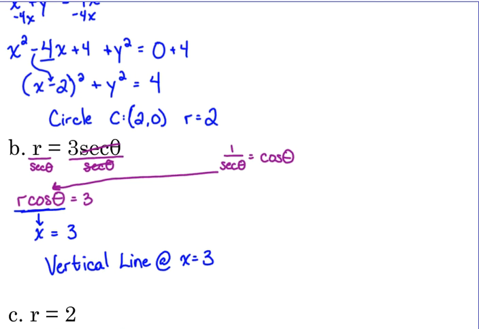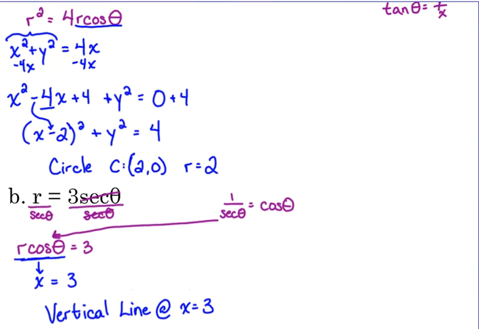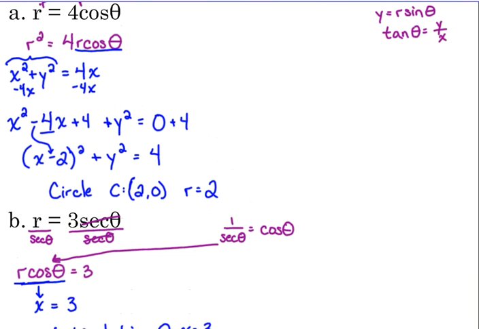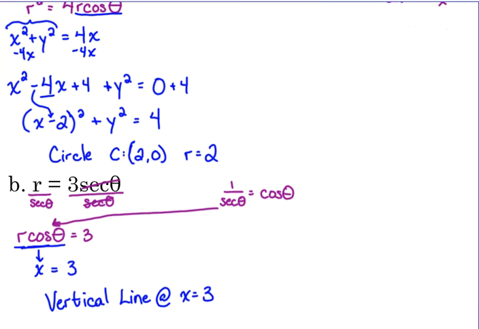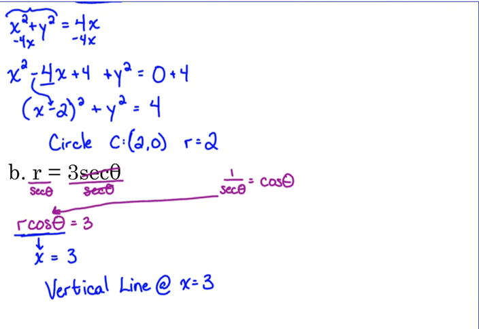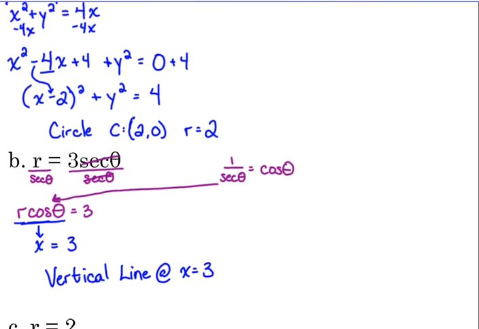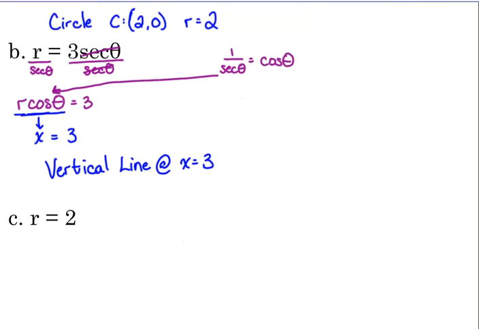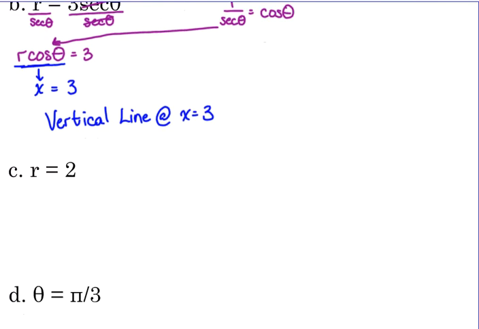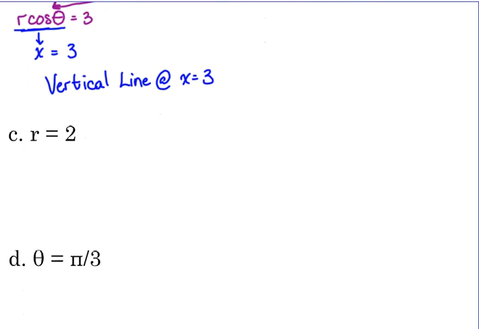Okay, so some equations, depending on what they are, like the equation of a circle, are a whole lot more simplistic in polar form than they are in rectangular form. But then some equations, like we just saw right here, a vertical line is a whole lot simpler in rectangular form than it is in polar form. I think it's kind of interesting how those relationships work out like that. Okay, let's look at another one.